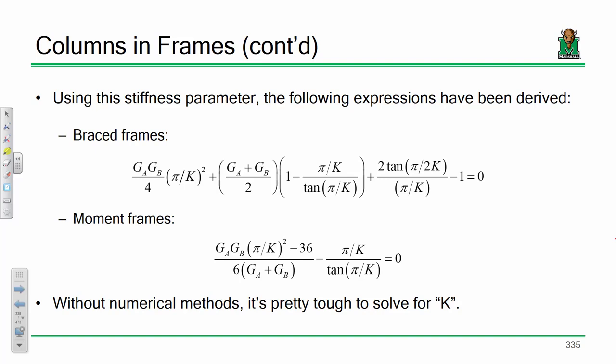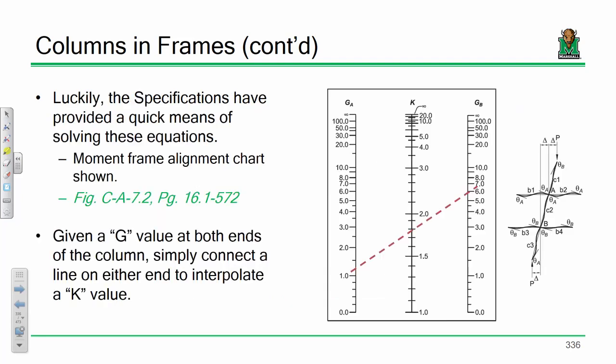Now, the first way to go about it, which is the way that I do the solutions for the homework, is I use Goal Seek. Like, I'll plug in G_A, G_B, and then I'll have it iterate and figure out what K needs to be so that this equation is zero or that equation is zero. And that's how I do it on the homework. I don't expect you to do that on the homework, and you certainly can't do that on the exam. And that's why I've given you this.